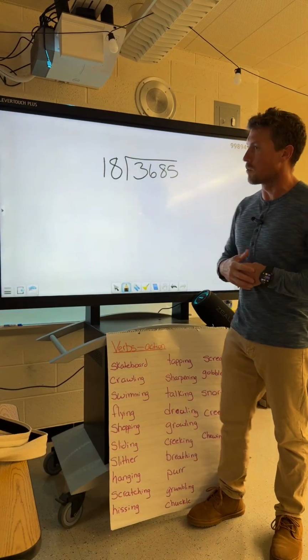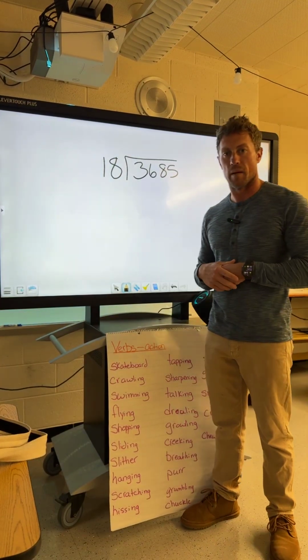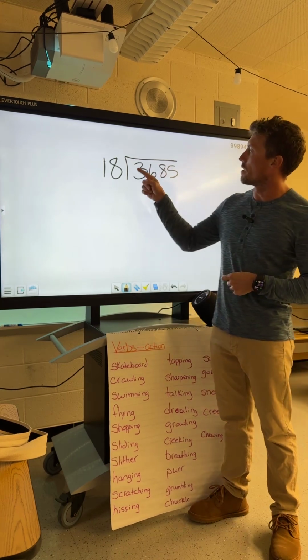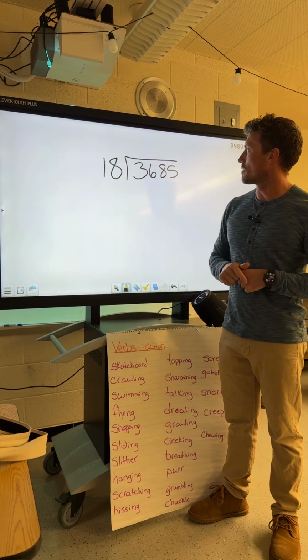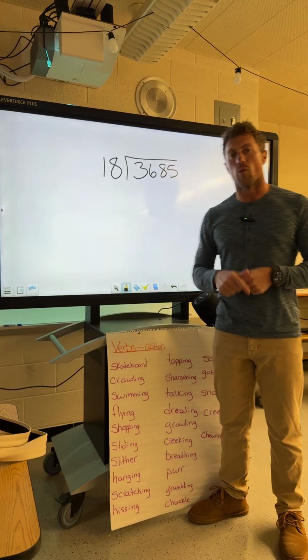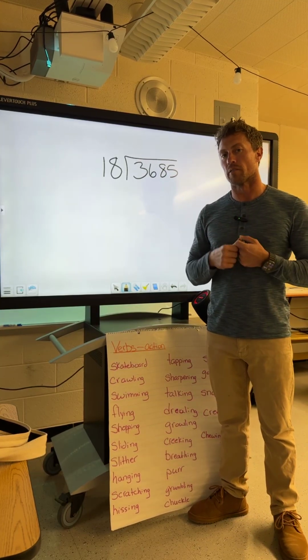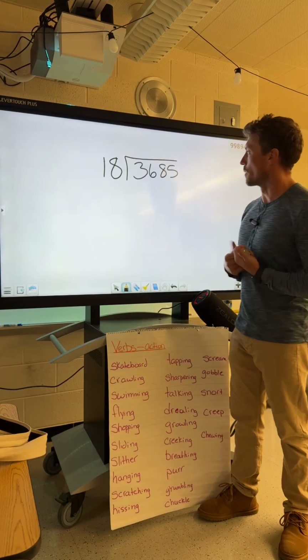So I have a problem right up here. This would just be an example of what you guys might see on your homework. And so if I'm trying to figure out how many times does 18 go into 3,685, I don't want to think about it as a whole. I want to think about this as just parts of the answer. And this is how we would do it.